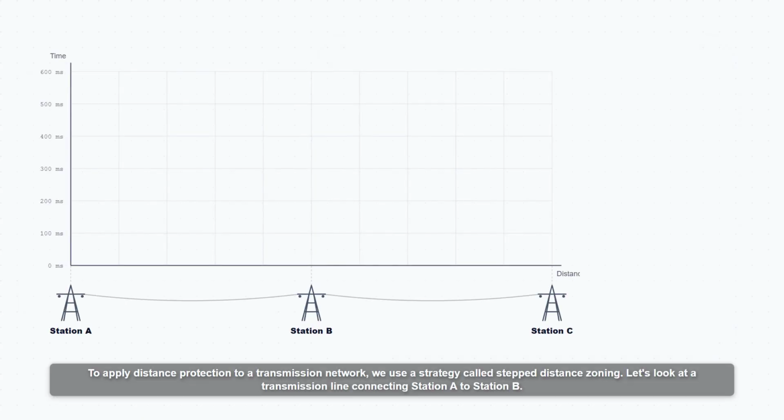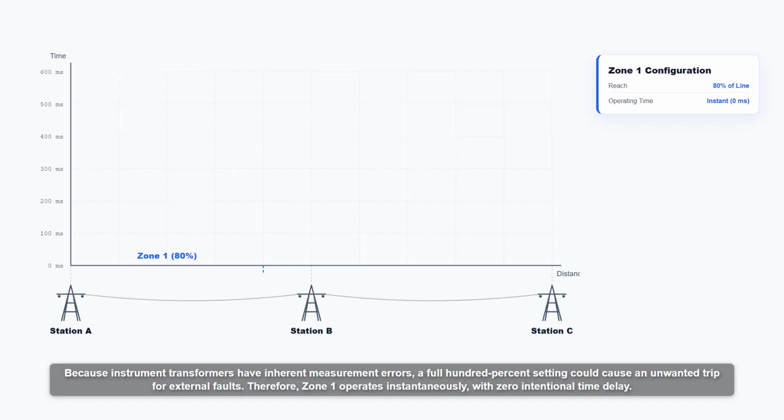To apply distance protection to a transmission network, we use a strategy called step distance zoning. Let's look at a transmission line connecting station A to station B. Our primary protection, Zone 1, is deliberately set to cover exactly 80% of the line length. Why not 100%? This restriction is critical to prevent overreach because instrument transformers have inherent measurement errors. A full 100% setting could cause an unwanted trip for external faults. Therefore, Zone 1 operates instantaneously with zero intentional time delay.